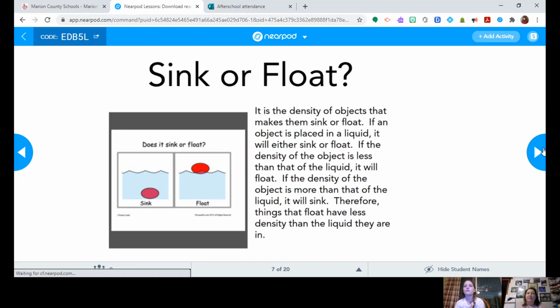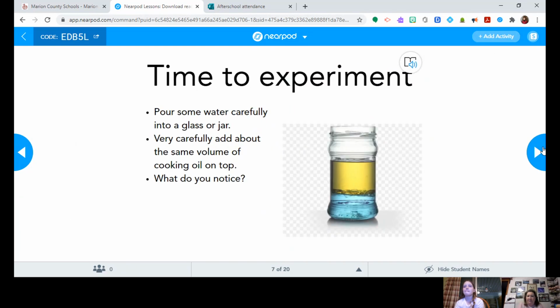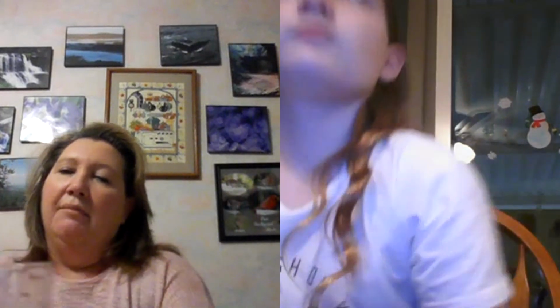If we take a look at this, we're going to do a little experiment. I'm going to turn this off for a minute. I just have a regular glass, and I'm going to start off by pouring some water in my glass. Do I do it too? You can do it if you want, but you don't have to. This one I'm just modeling for you. You can do it later if you want. Now I've got my water in there. Now I'm going to take some of my vegetable oil and pour it in here.